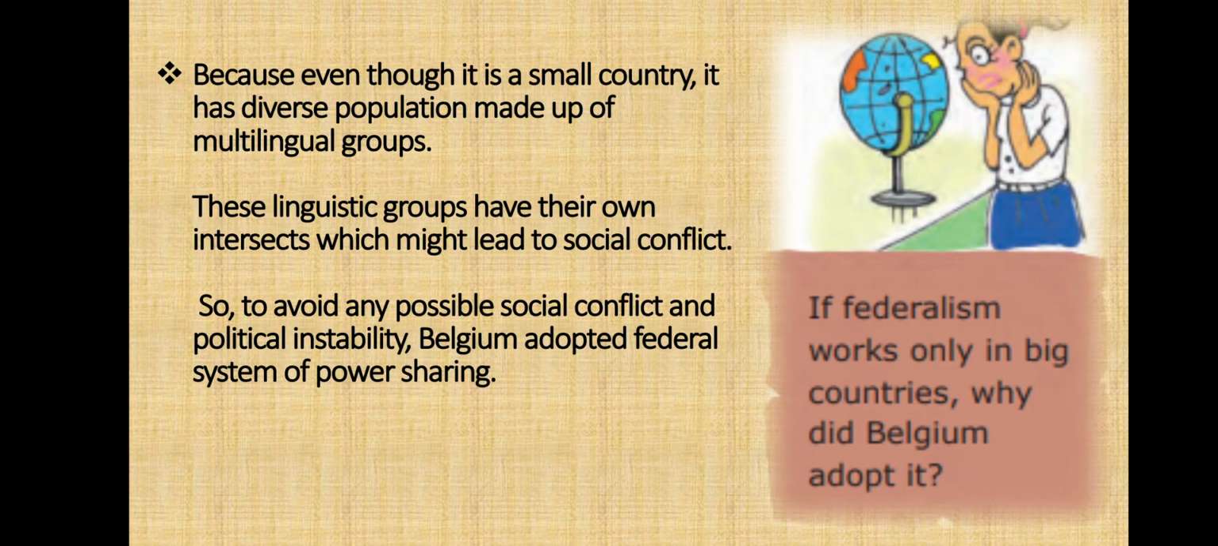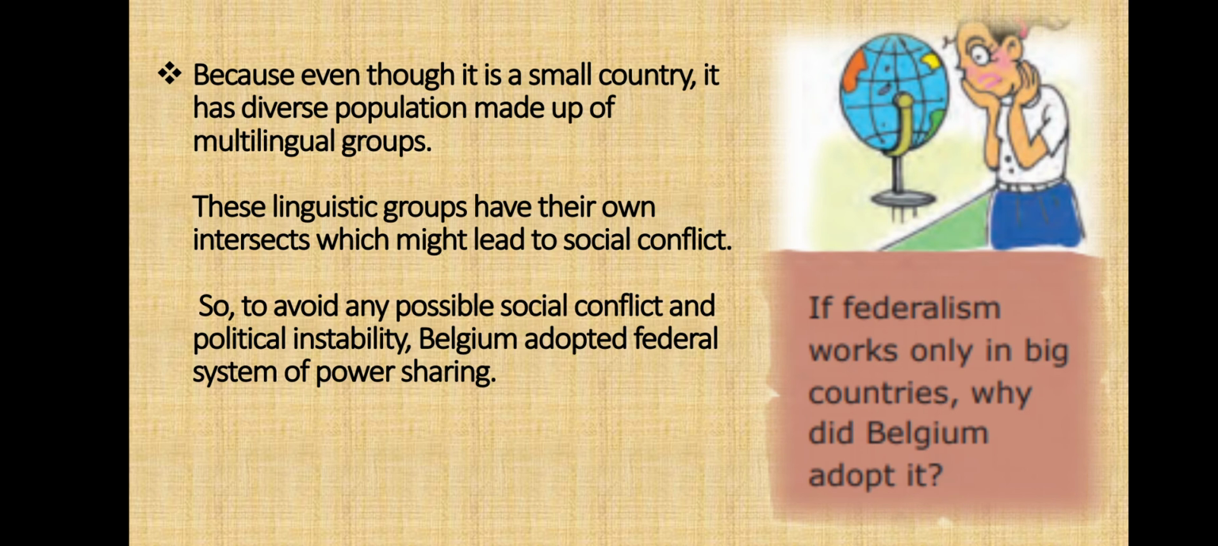Now we have seen that all the large countries have federalism. You can see the girl is thinking in the picture, looking at the globe. If federalism works only in big countries, why did Belgium adopt it? Although you have already got the answer in the previous chapter, yes, it's true that Belgium is a very small country.